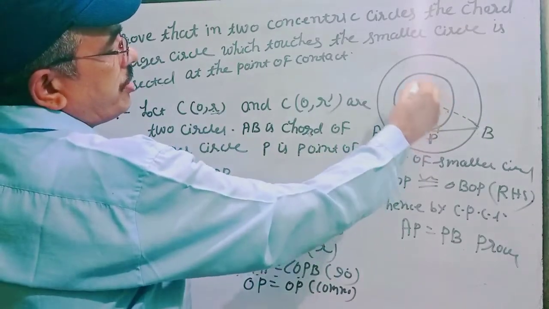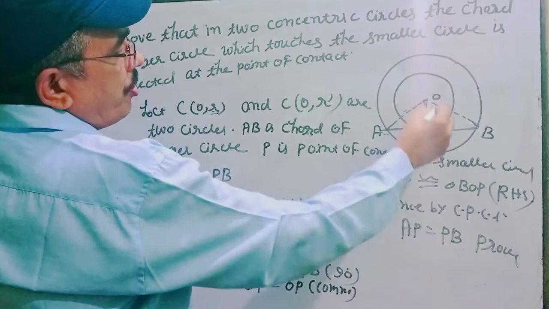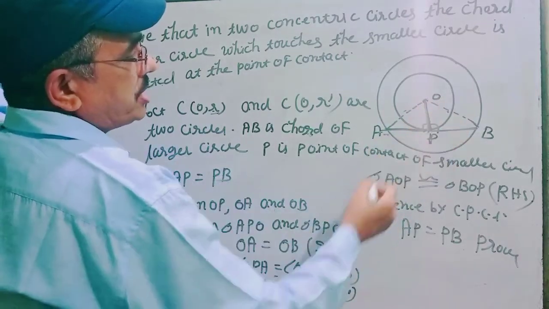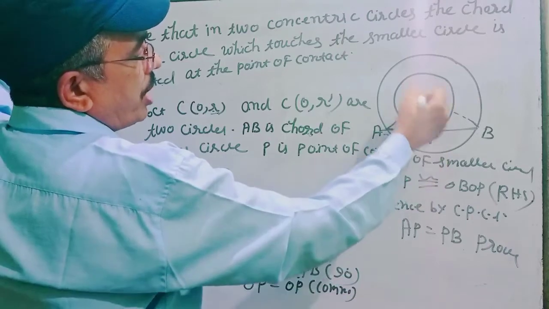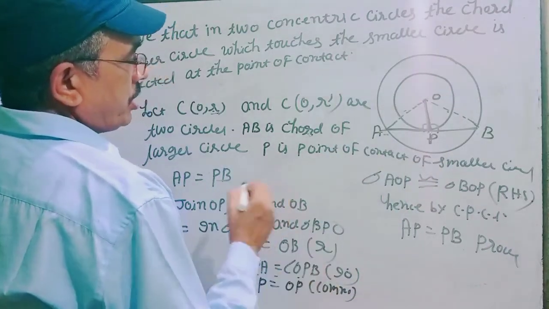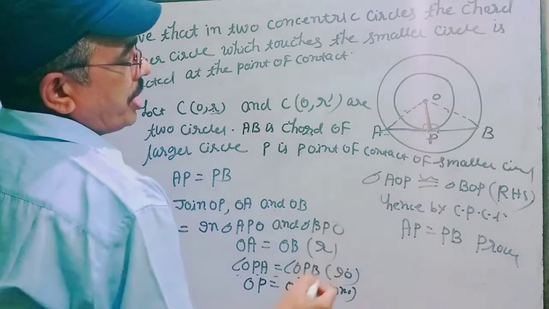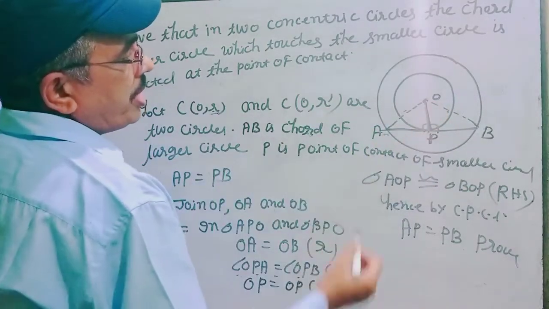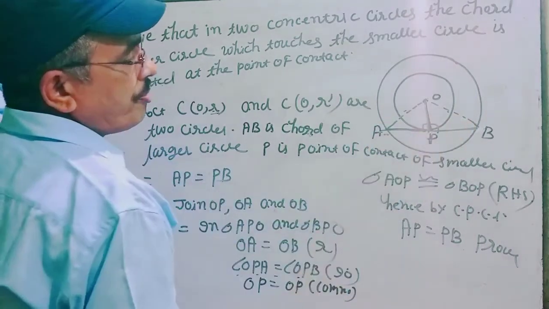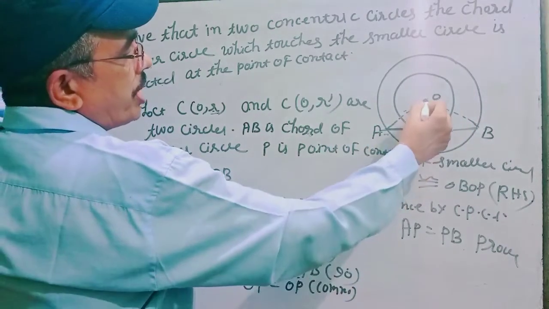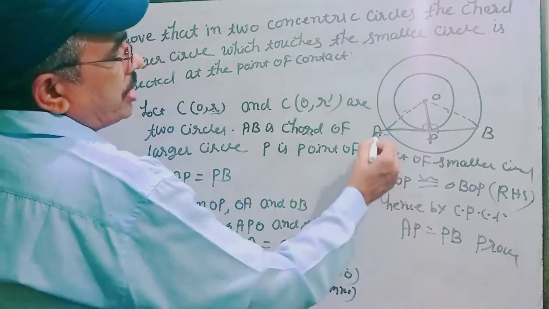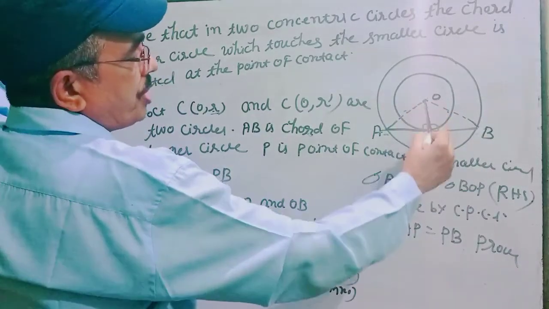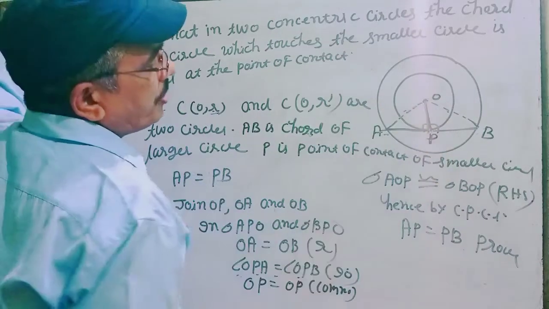Here given, let C(O, R) and C(O, R dash) be two circles and AB is the chord of the larger circle. P is the point of contact of the smaller circle. Construction: join OA and OB, and now find the relation between triangles OAP and OPB. You get here that OA is equal to OB, it is the radius. Next you get OP common, and third, angles APO and BPO are 90 because OP is the radius and AB is the tangent of the smaller circle.